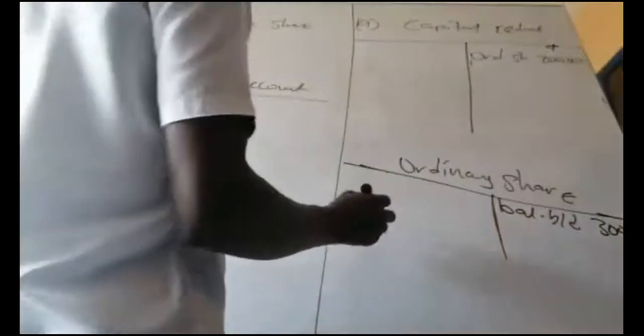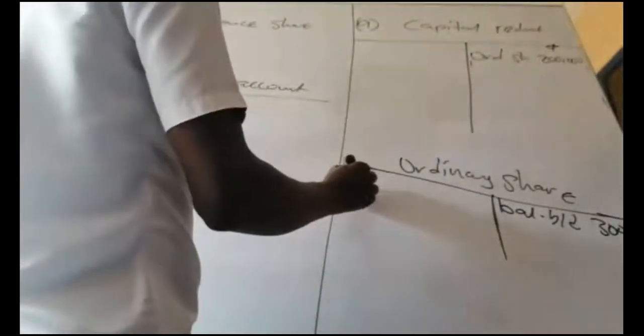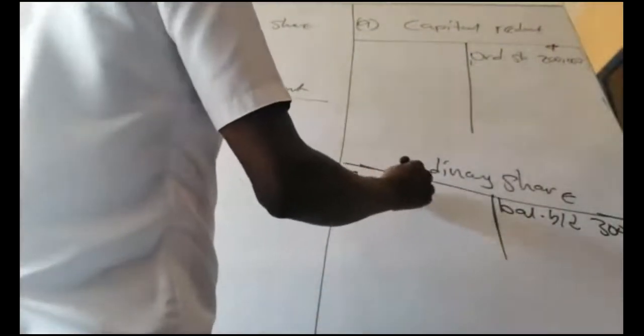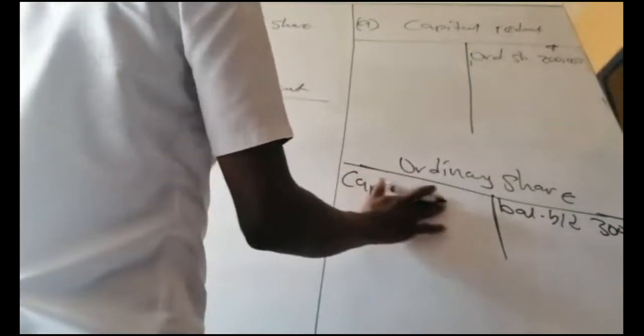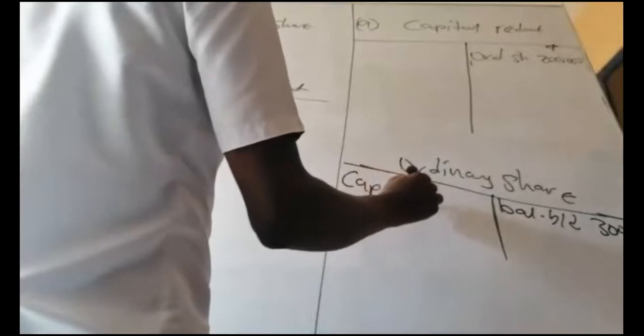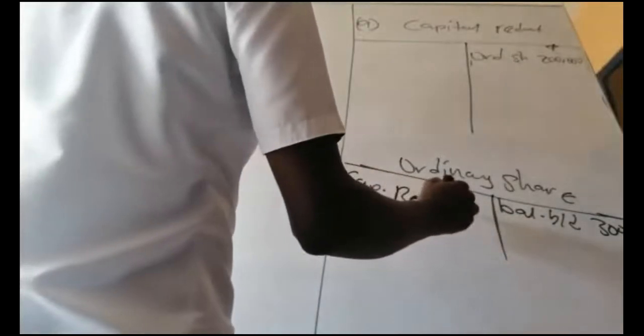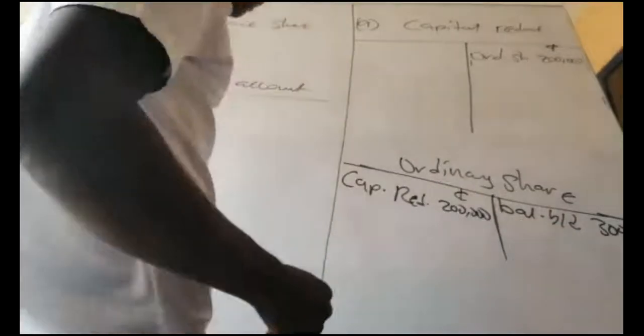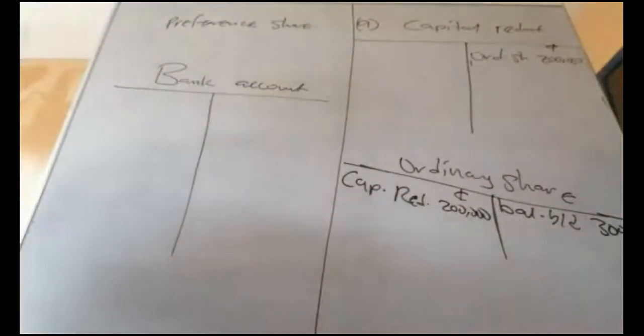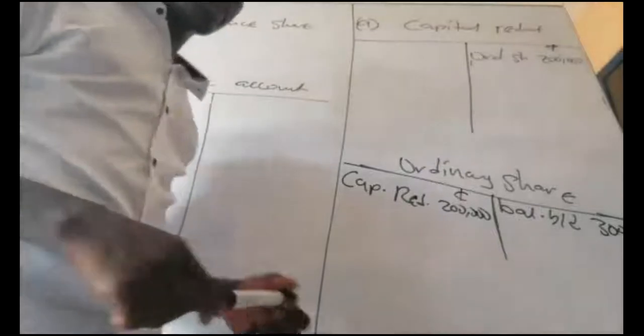Now, capital reduction, they are losing to capital reduction. Let me shortcut it, because the board is too small. Capital reduction, and that will be 200,000 Ghana Cedis. Good. How did we get that? So that is the first entry.